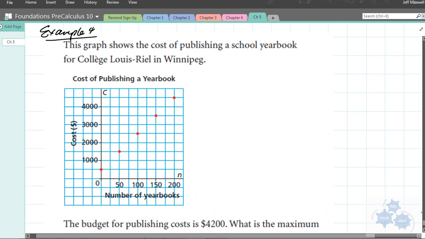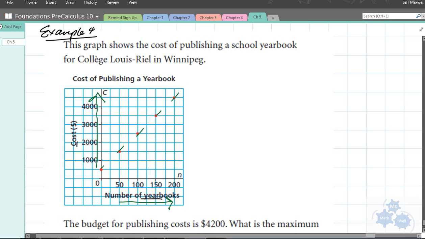All right, the last example we're going to look at in this lesson. We know that there's a relationship between these two variables, in this case, the number of yearbooks and the cost. So if more yearbooks are ordered, the cost is going to go up. How do we know that? Well, these points seem to be ascending, they get larger. So as the number of yearbooks goes up, the cost also goes up. That's pretty obvious. It doesn't make sense that you'd actually pay less if you want more of something.